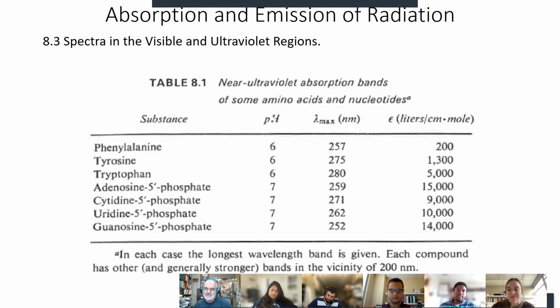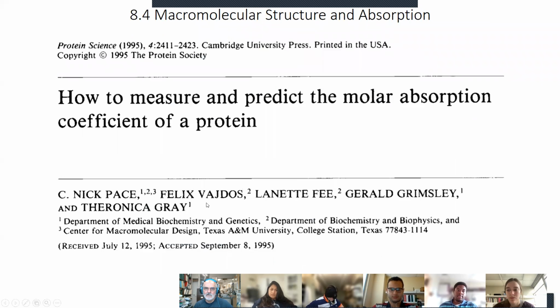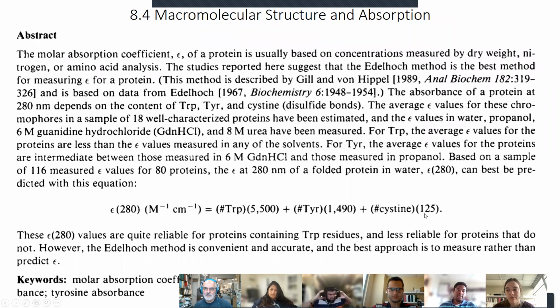Since there are 17 disulfides in serum albumin, it's 17 times 125. So they make a big contribution to the final signal. And I include it in all of my calculations when I work on human serum albumin. Okay, well, that's actually a system that I'm doing experiments on.